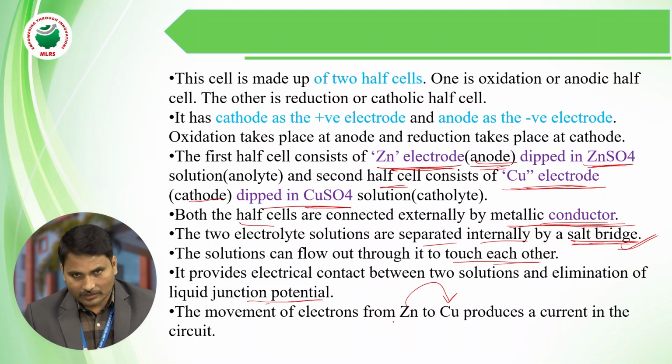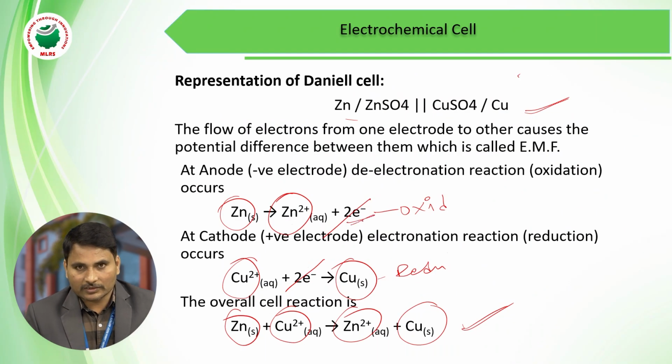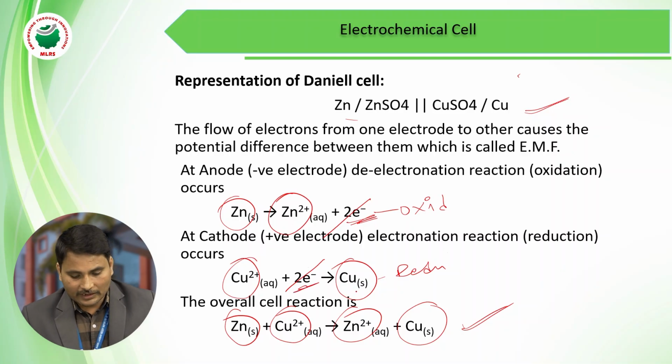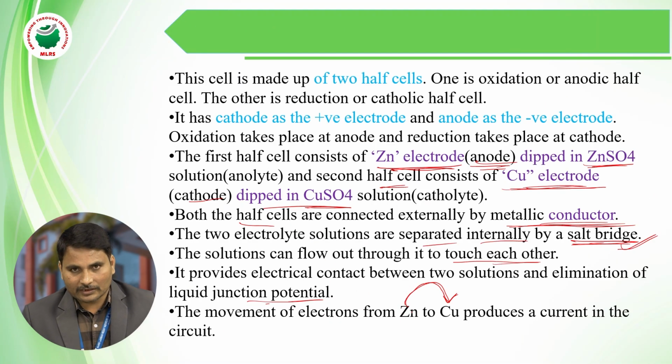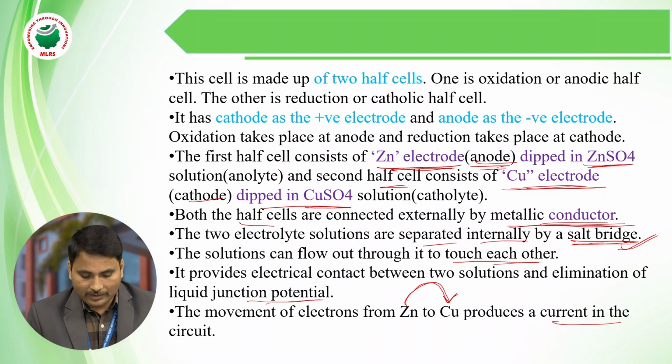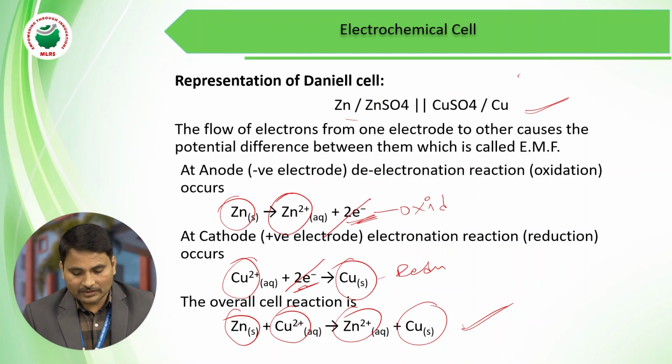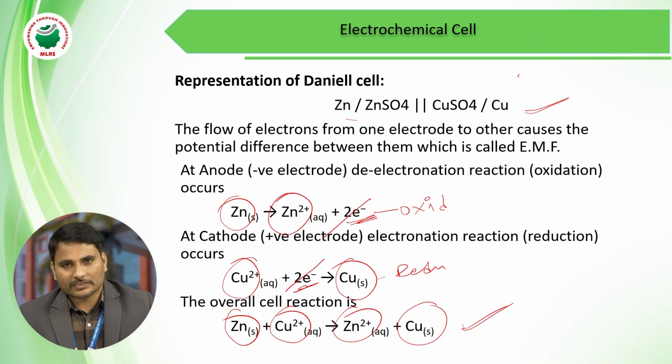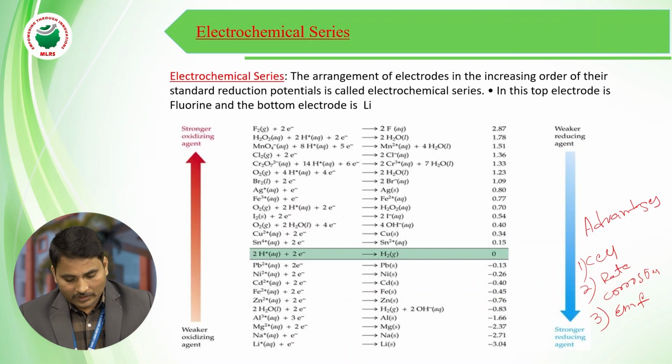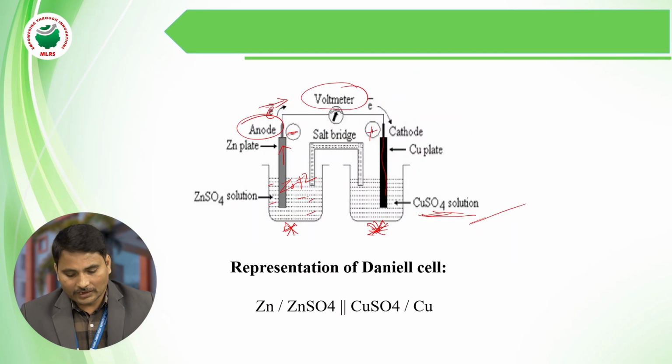In the electrochemical or Daniell cell, the electrons move from zinc to copper. In this reaction, zinc liberates electrons, which are deposited at the cathode. So the electron movement is from zinc to copper, that is, anode to cathode, producing a current in the circuit. That is the reason the electron flow is responsible for the flow of electricity in that circuit.